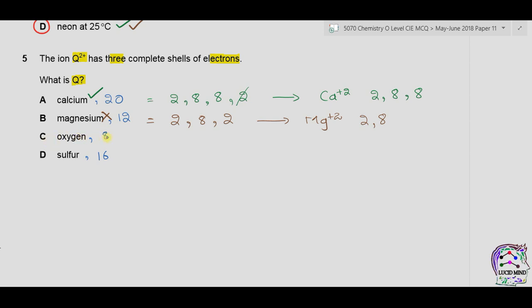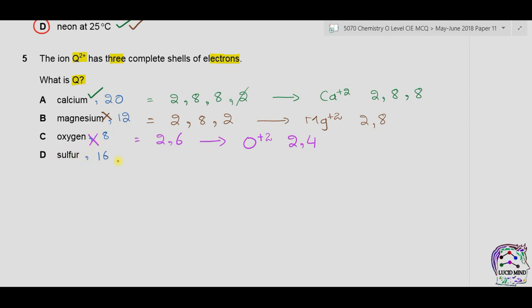C is oxygen, atomic number is 8. So the electronic configuration will be 2, 6 as there are 8 electrons in a neutral oxygen atom. Now after losing 2 electrons, it will become oxygen plus 2. Now the electronic configuration will be 2, 4. It does not consist of 3 complete shells, so therefore oxygen is incorrect.